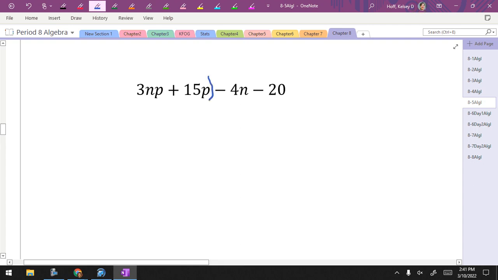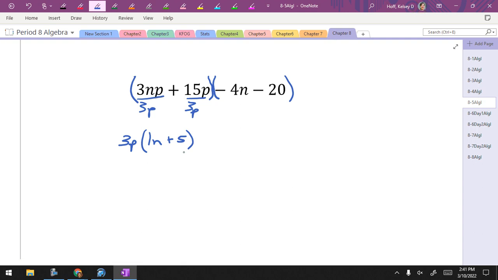Group the first 2. Group the second 2. What do the first 2 have in common? 3p. So I factor that out front. What am I left with? 1n plus 5. What do the next 2 have in common? Nice. It's a negative 4. Notice how they're both negative. Not just a 4. It's a negative 4 that they both have in common.